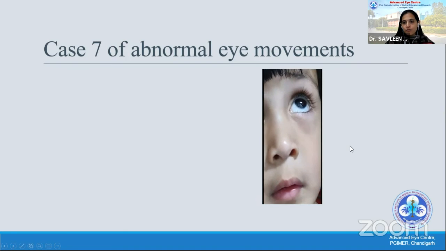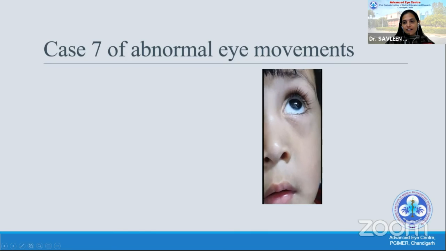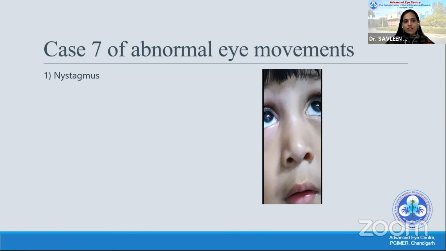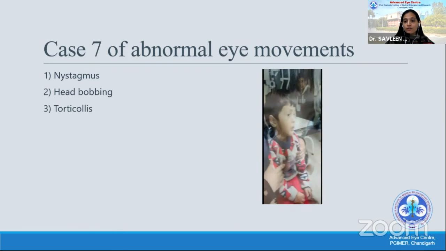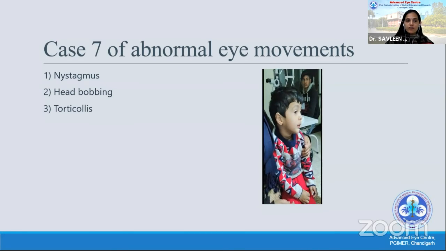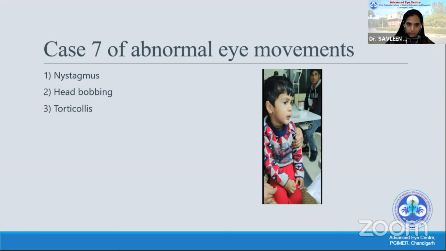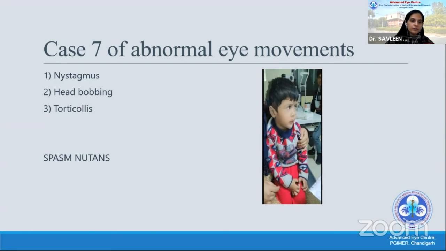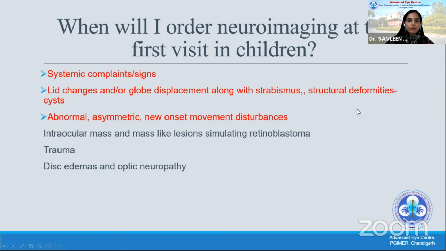You see this left upward jerk in the eye, and on the other side, at the same time, the right eye is not showing. So the child did have nystagmus. The child also had head bobbing and a torticollis. So I always like to trust the mother, and normal eye movements in a child. Again, in the first go, this child was having spasmus nutans and MRI was normal.